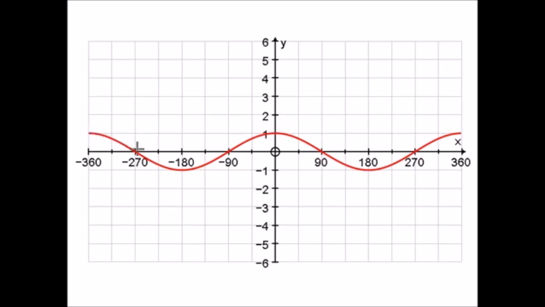Whenever this graph goes through the x-axis, for instance here, here, here, and here, the y-coordinate is 0. At these points on the secant graph, not the cosec graph, you will have asymptotes like this.